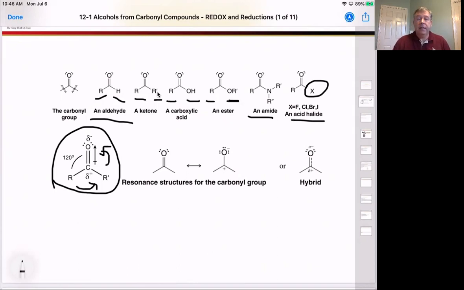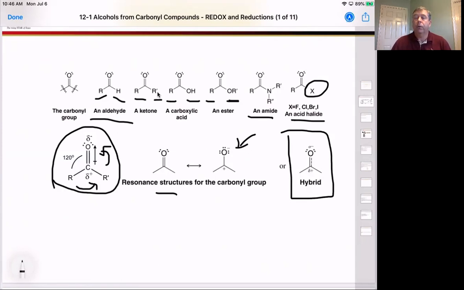The other thing it has is a resonance structure that allows it to have a partially negative charge on the oxygen and a partially positive charge on the carbon. If you look at it in its two most extreme states, we have a no charge state here, and then a fully charged state here, where the oxygen is taking on the full negative charge and the carbon has a full positive charge. That would lead us to our hybrid resonance structure right here, where we have a partially positive carbon and a partially negative oxygen.